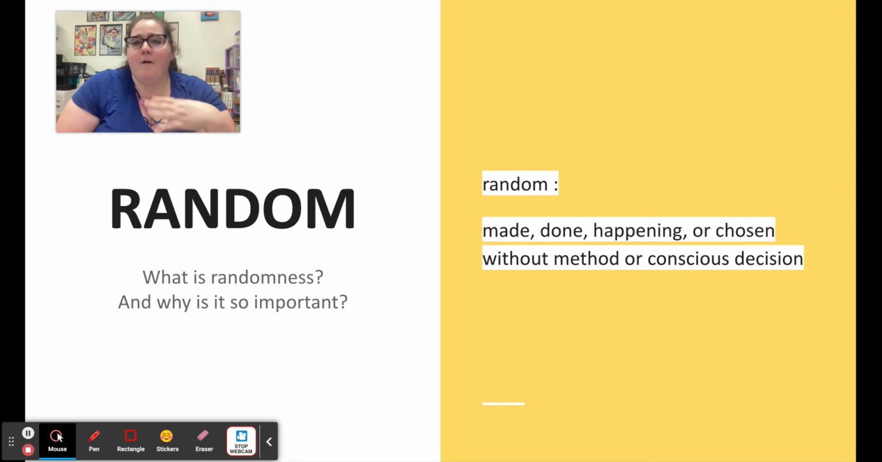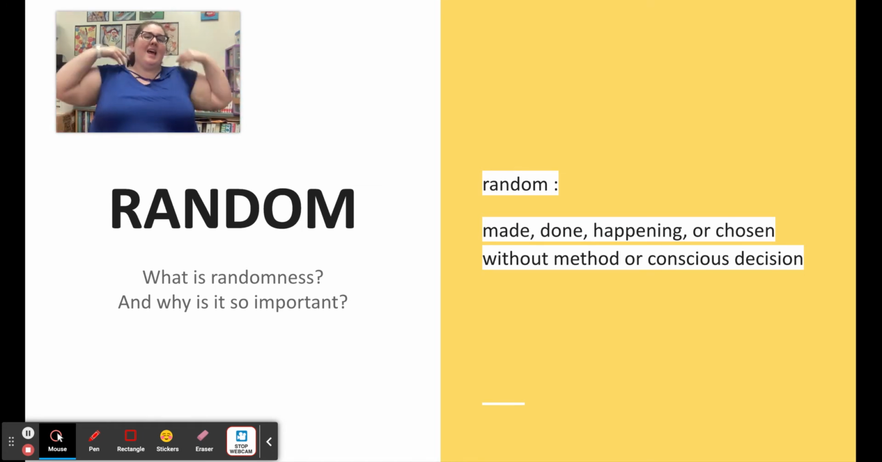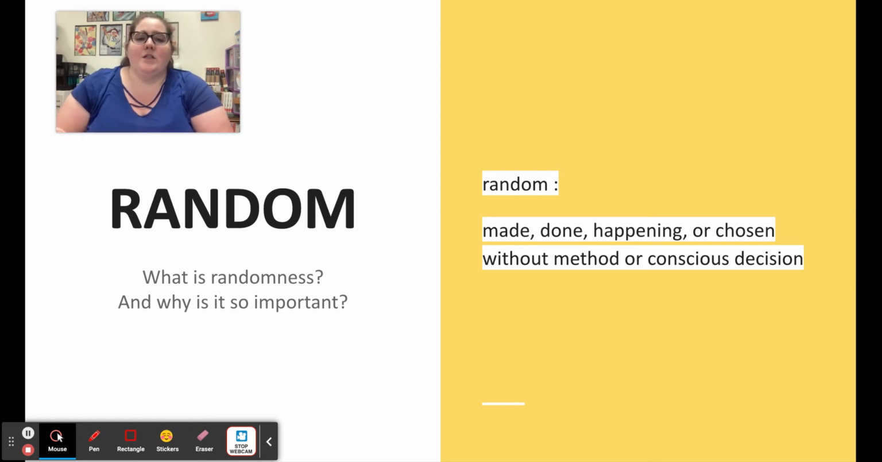So firstly, let's just talk about the word random. Hopefully at the end of our first class together, we talked a little bit about the word random and what it means, and maybe a little bit about what it doesn't mean. So random means that something was made or done or is happening or was chosen without method or conscious decision. So sometimes we have this idea that random means that it's fair and that we get all of our groups equally, but random doesn't necessarily mean fair. There's no conscious decision. It means haphazard. It means anything can happen.